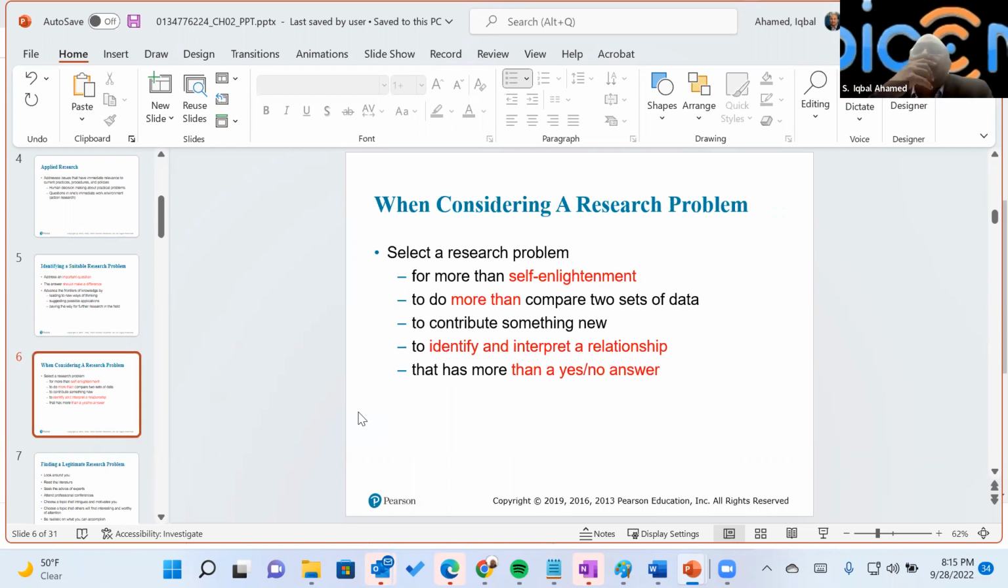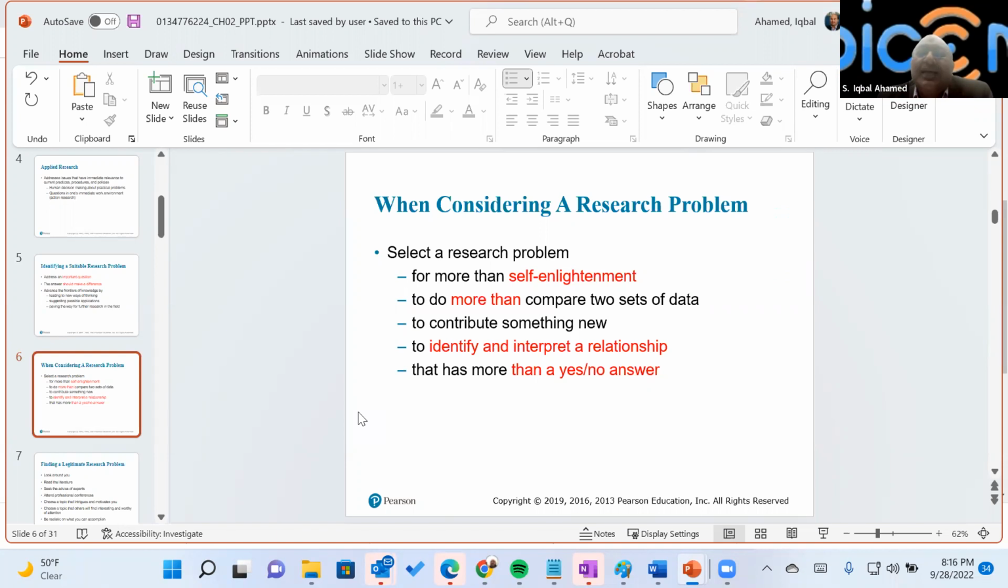One of the guidelines is that sometimes we do research that you really like, right? But it's not always about what you like. You have to do something more meaningful. It's more than self enlightenment. That means you are not only fulfilling your own interest, but also doing a little bit more.